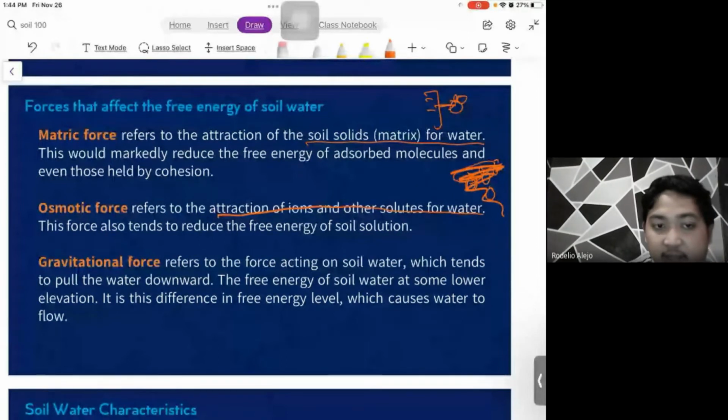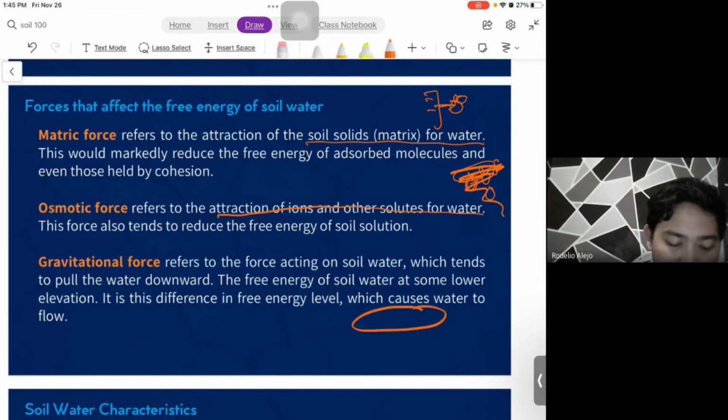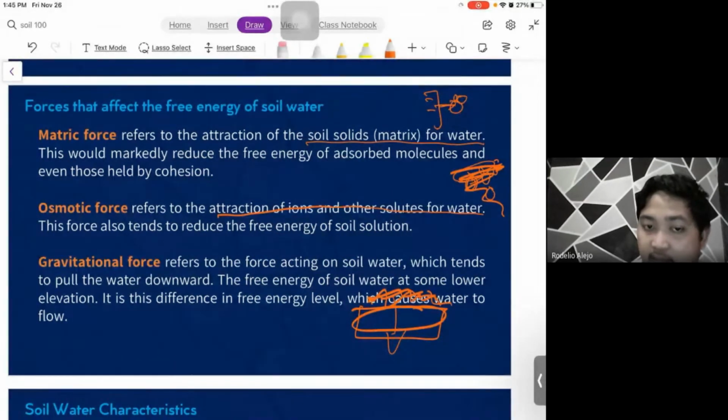Then the other one is the gravitational force, which refers to the force acting on soil water, which tends to pull the water downward. From the word itself, gravitational force, the presence of gravity. Okay? Like for example, di ba, yung soil natin, nasa taas siya. For example, ito yung soil natin, then may water tayo sa ibabaw. So ang tendency niyan is to fall downward. So that is what we call the gravitational force. Always, the gravity causes us, parang hinihila tayo pababa. So that's the gravitational force.